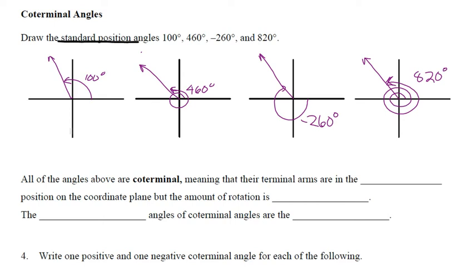You're the anchor. All of the angles above are coterminal, meaning that their terminal arms are in the same position. It already says position. Oh, you were just reading. Well, you can never be too sure. The blank is too big, and the one for the origin was too small. Okay, the angles are in the same position on the coordinate plane, but the amount of rotation is different. That sounds good. I'll go with that.